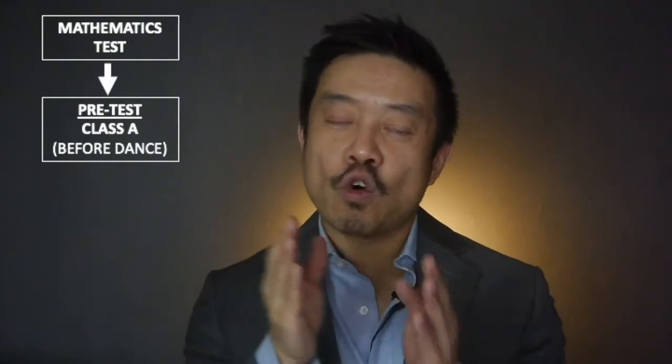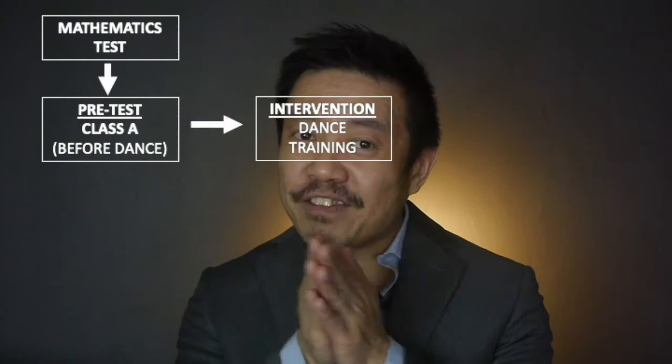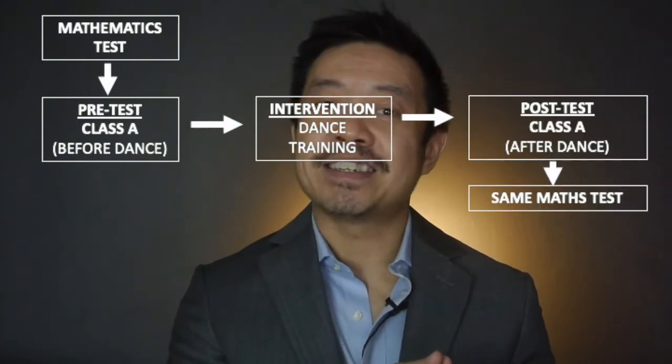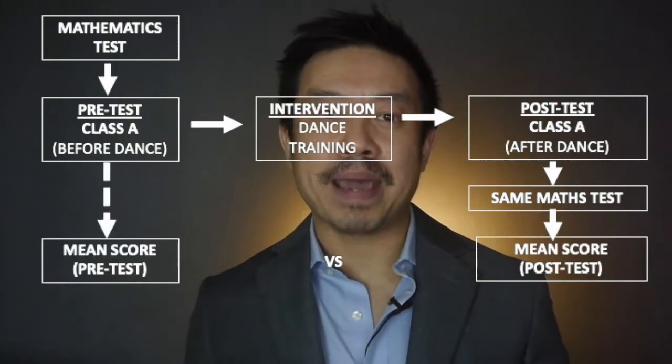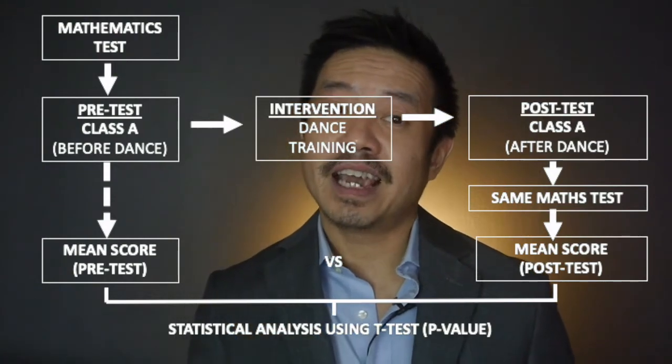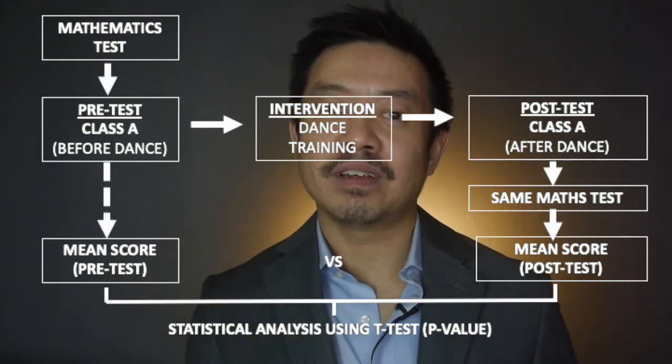Now, the second empirical method is quite similar, except that we have what we call pretest and posttest, with the same class going through dance before and after the dance intervention. Class A takes a maths test, and their score becomes a pretest score. And after 4 sessions of dance, students from Class A take the same maths test again, and both scores are compared statistically to see if the dance intervention had a strong correlation on their mathematical test scores.